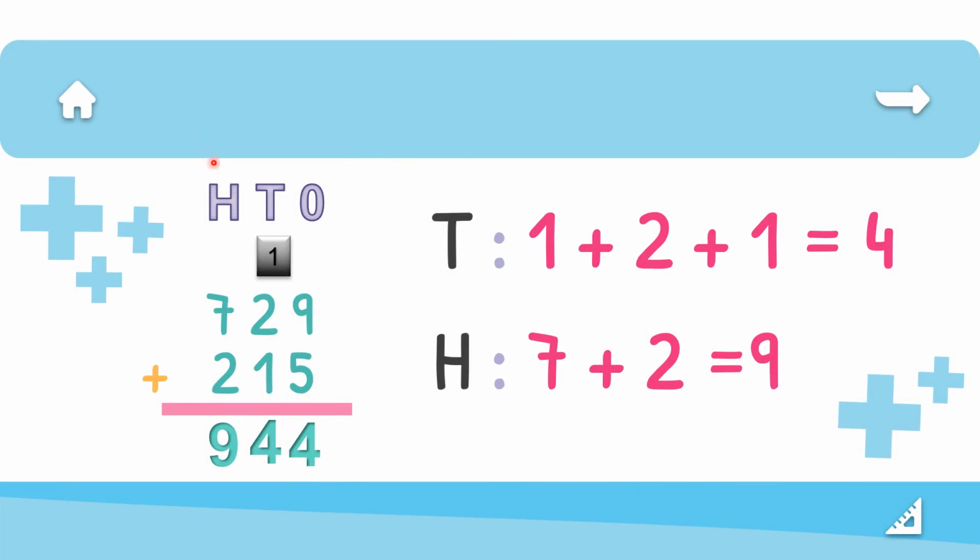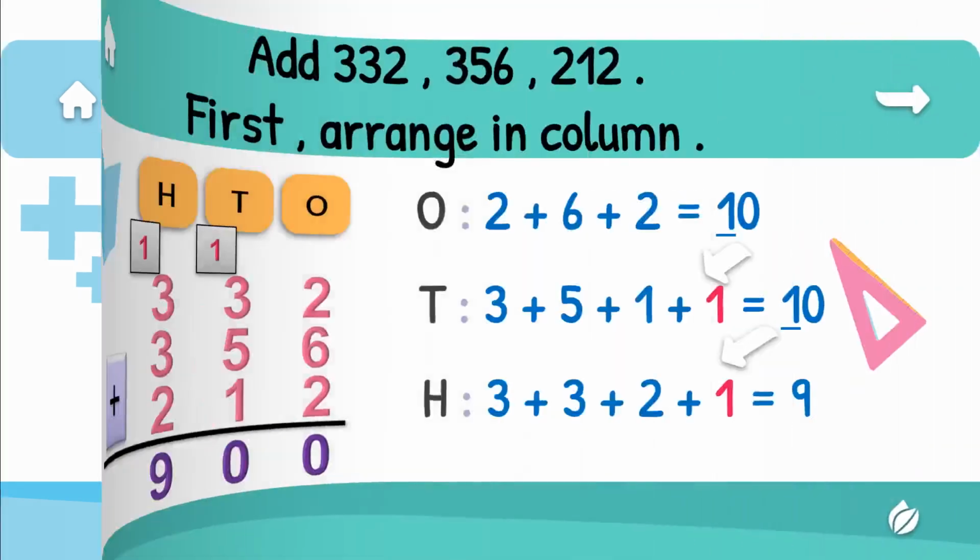Now tens column, 1, 2, 1. 1 plus 2 plus 1 is equal to 4. So there is no carry. So write this 4 under the tens column and then add hundreds column. 7 plus 2 will be 9. Answer will be 944.